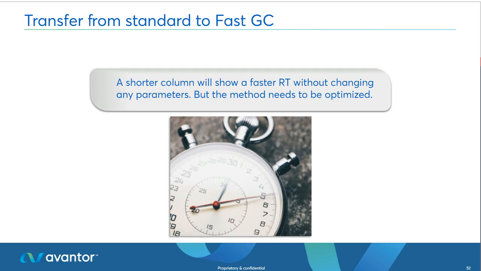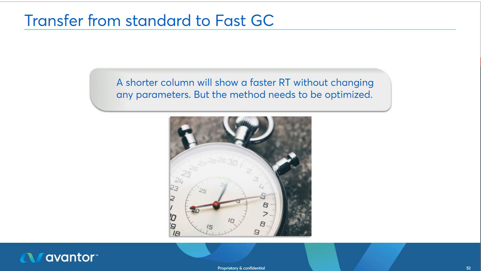So then we're going to have a look at transferring from a standard to a FastGC method. A shorter column will show a faster retention time without changing any parameters, but the method would need to be optimized because the resolution may be poor, and you do need to optimize it because having a shorter column isn't the only thing you need to achieve FastGC.